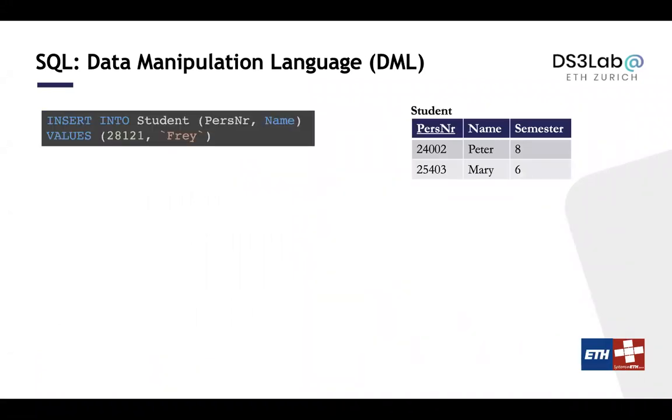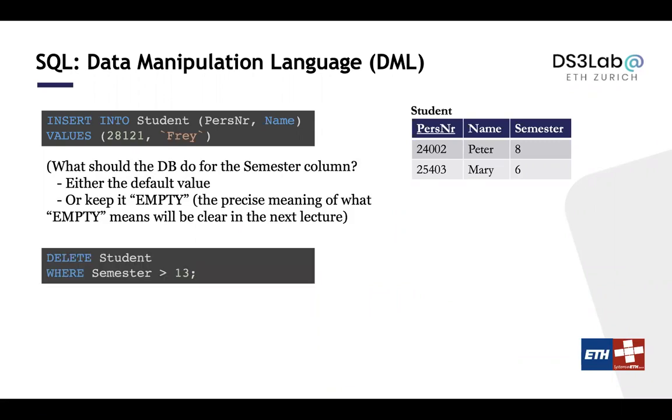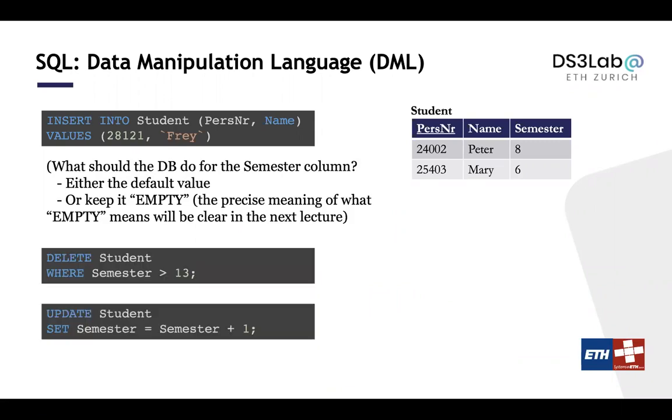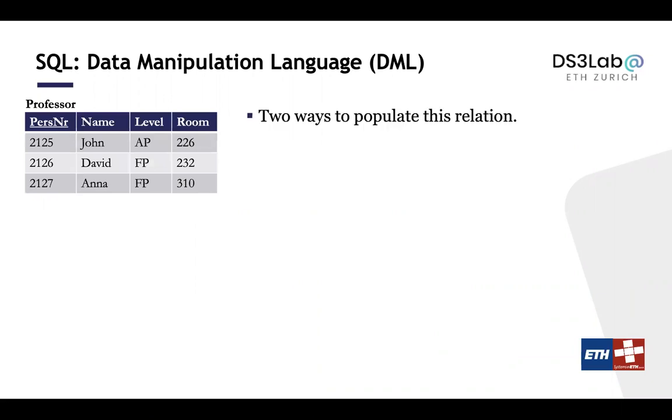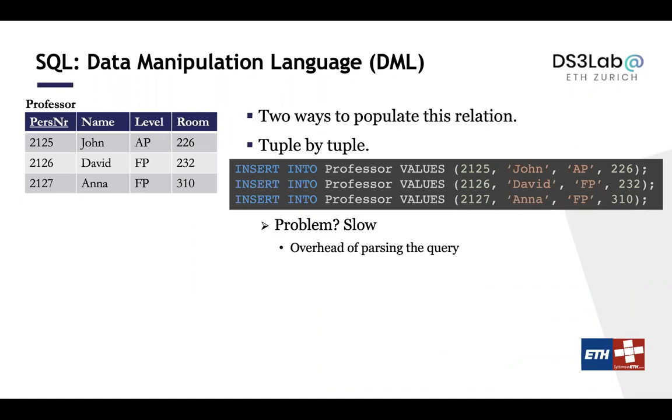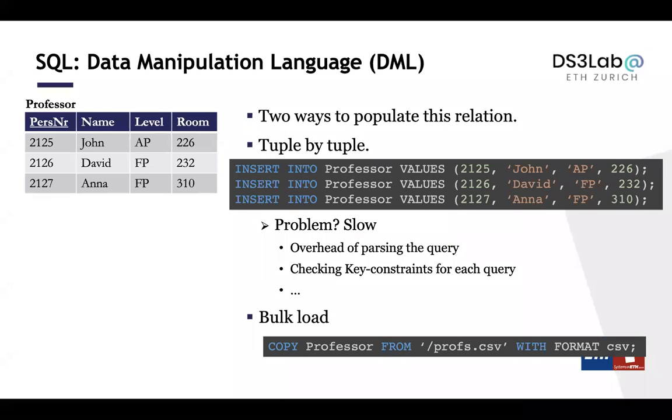You can insert information into your relation, you can delete information, you can update information, and so on and so forth. There are so many different ways for you to populate a relation. You can do it tuple by tuple, which could be very slow for a whole bunch of reasons. You can actually load a large CSV file or TSV file into your database in a batch. So all of this is just some examples of how to use database systems.